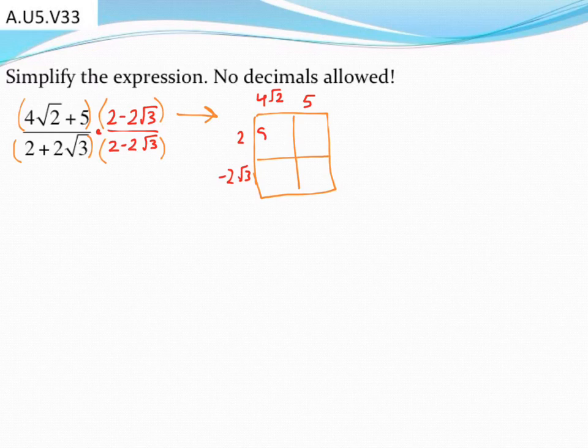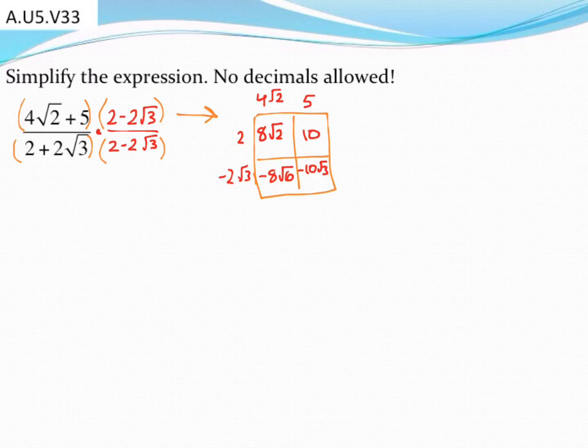So this first box becomes 8 square root of 2. 5 times 2 is just, of course, 10 for this box down here. Moving to the bottom row, 4 times negative 2 is negative 8. And then multiplying the square roots together, I get a negative 6. Or, I'm sorry, a 6. And then finally, 5 times negative 2 square root of 3 would be negative 10 square root of 3.